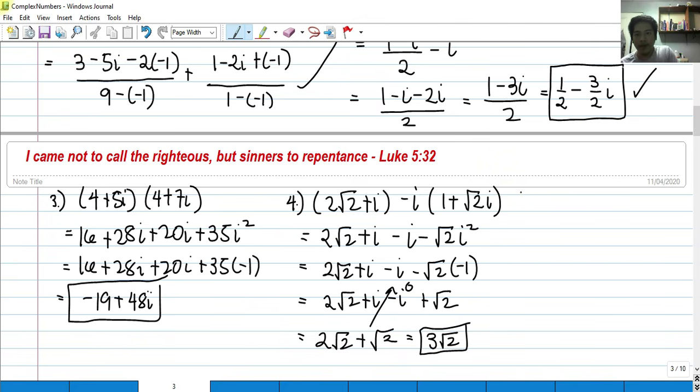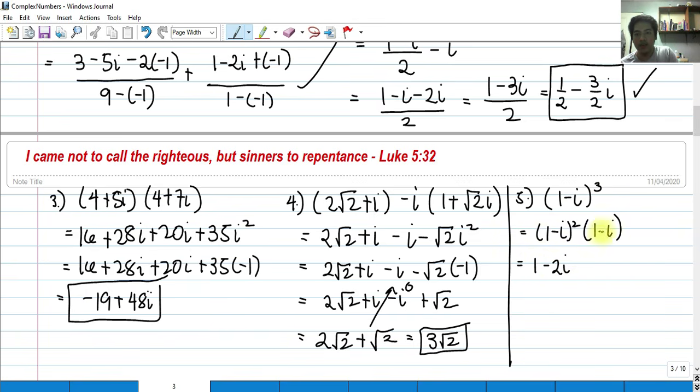Okay, for number 5, we have 1 minus i raised to 3. So this is also equal to 1 minus i squared times 1 minus i. So what will happen is that we're going to square this. We have 1 minus 2i plus i squared, and that is multiplied by 1 minus i. So we can multiply this by 1 minus i, distribute this. So what will happen here?